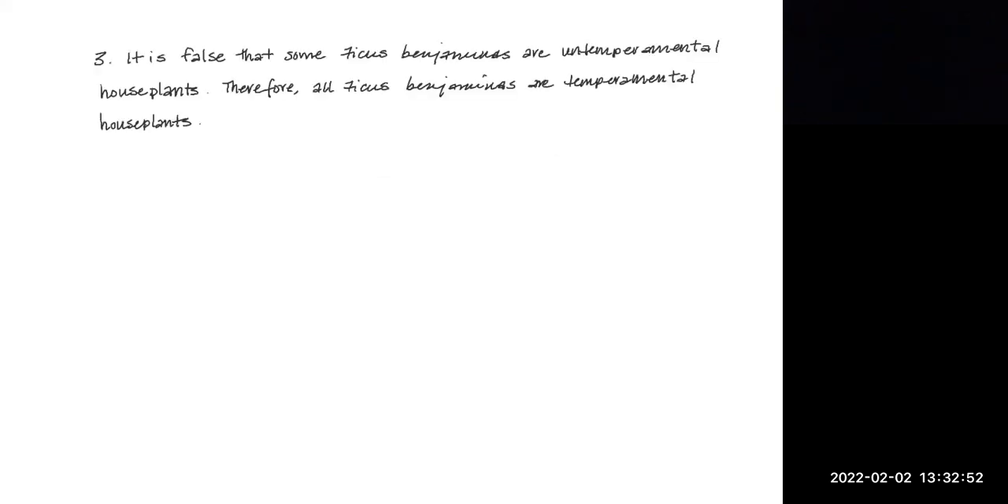I wanted to show you an example of a proof where you're going from a false premise to a true premise. So the first thing we would do with an argument like this is to read through it. We would say it is false that some Ficus benjaminus are untemperamental houseplants. Therefore, all Ficus benjaminus are temperamental houseplants. The next thing you would want to do is go through and find the standard form and also anywhere that you might see that there is a false. So we have it is false that some are, therefore all are.